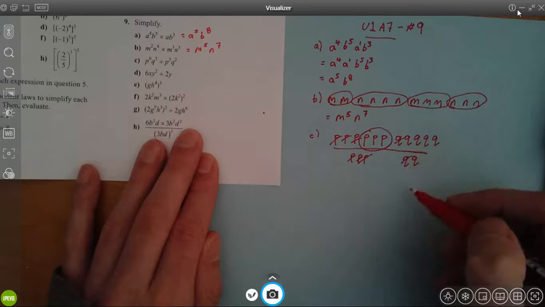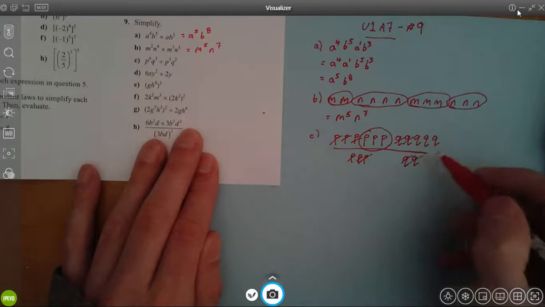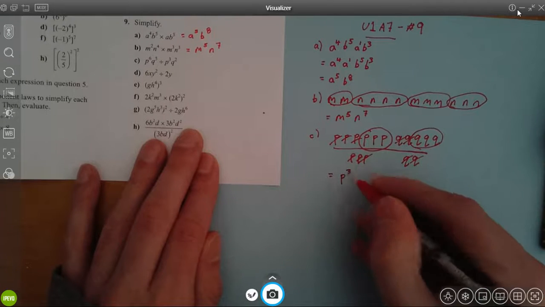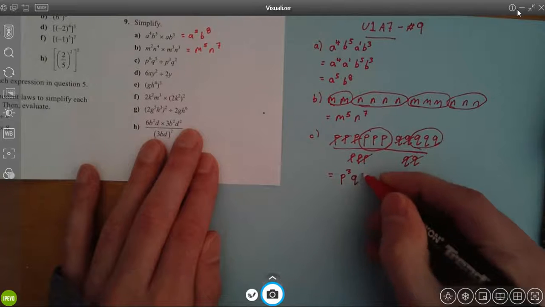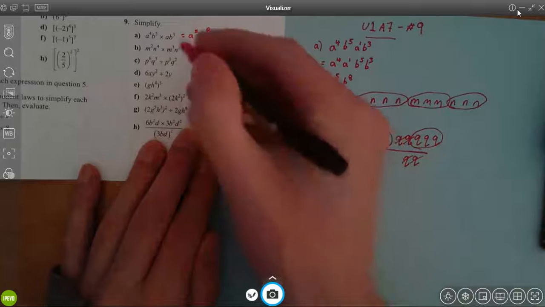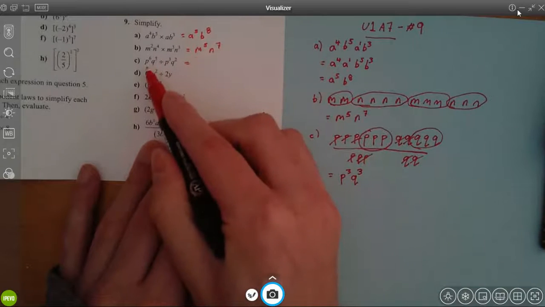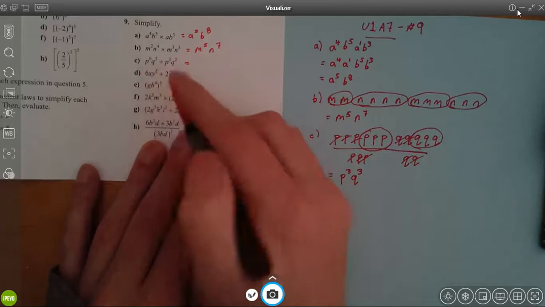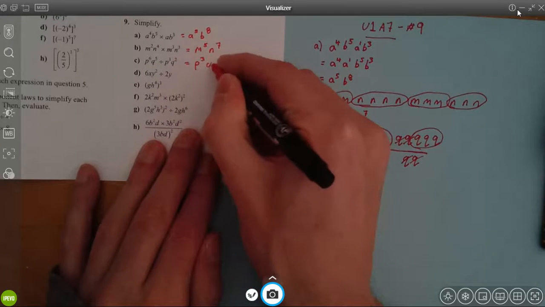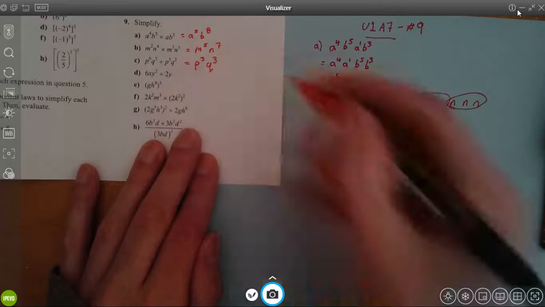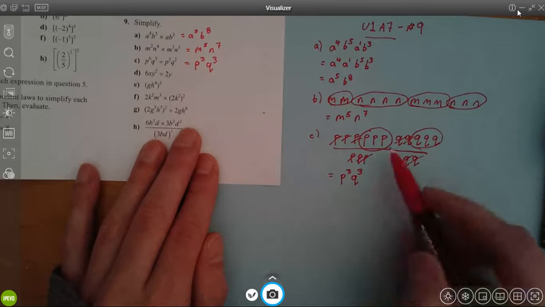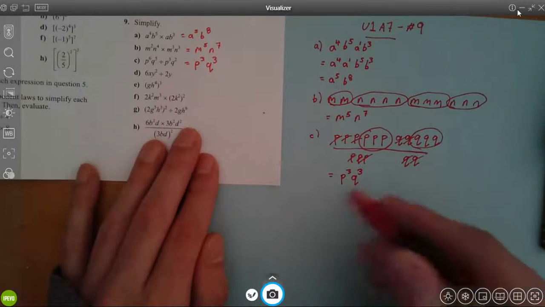Q divided by q is 1. Anything divided by itself is 1. I'm also left with 3 q's on the top. So my final answer would be p times p times p, which is p to the power of 3, multiplied by q times q times q, which is q to the power of 3. Again, I could also just use my exponent rules. I could divide my p's first. If I'm dividing powers with the same base, I subtract the exponent. 6 minus 3 is 3. 5 minus 2 is also 3. So if you want to think about it in long form, if that helps, that's fine. My one recommendation is to always think about division as a kind of fraction problem.